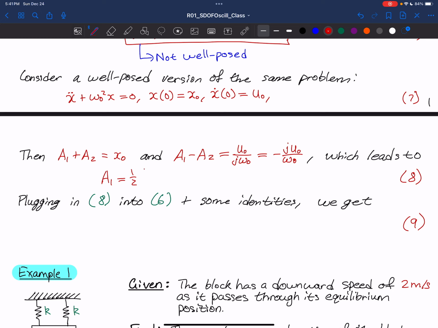So we end up finding that a1 is equal to 1/2 times x0 minus j times u0 divided by omega 0. And we can see here that a1 is now a complex number. And we end up finding that a2 is equal to 1/2, and it's going to be the complex conjugate, which is x0 plus j times u0 divided by omega 0. And those are our two constants.